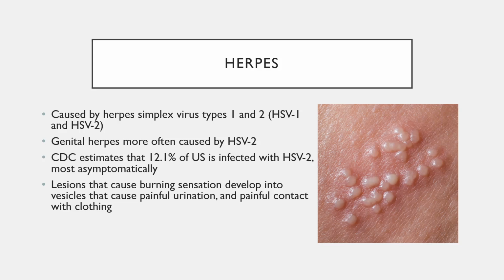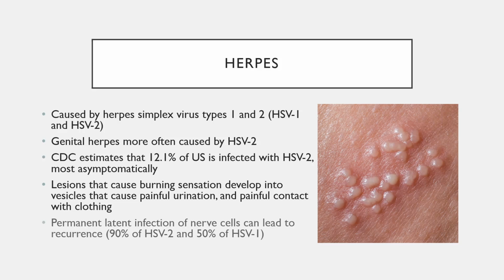Herpes is a disease that causes a permanent latent infection of the nerve cells, and this means that there can be recurring outbreaks of these lesions. 90% of HSV2 infections lead to recurring outbreaks, whereas only 50% of HSV1 infections can lead to recurring outbreaks.